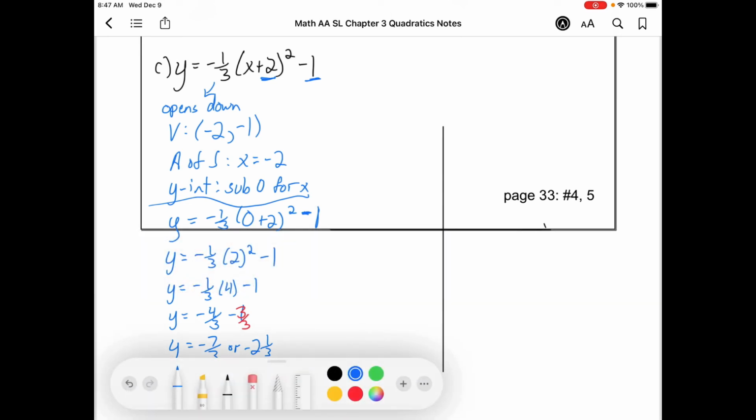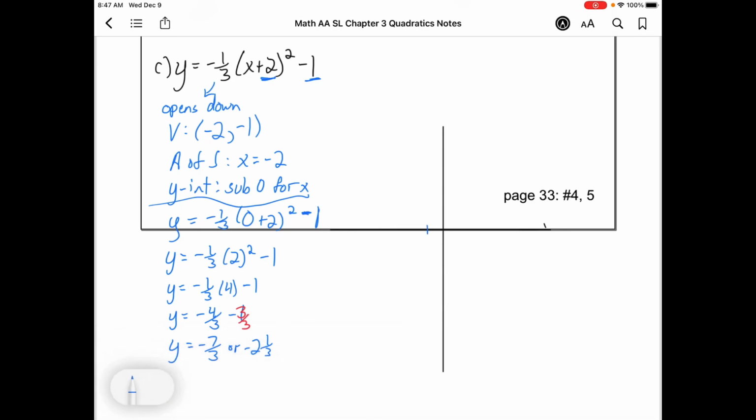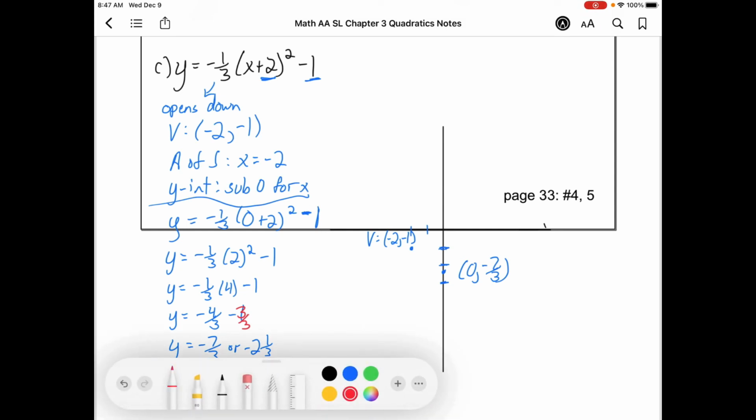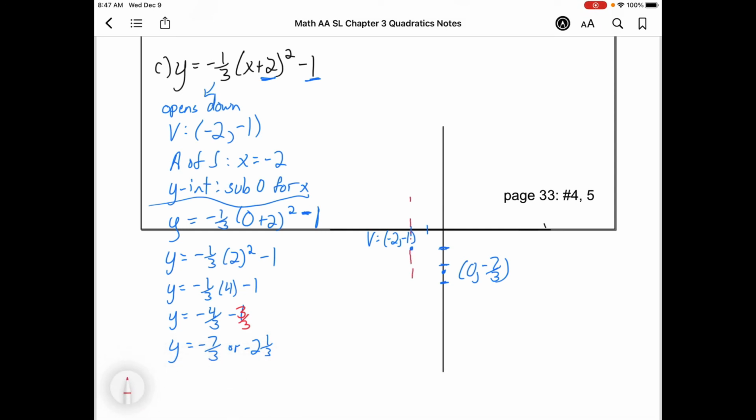And I can simply plot what I know. I've got negative 2, negative 1 as a vertex. Okay. V, negative 2, negative 1. I have a y-intercept of negative 2 and 1/3. And I'll probably label it because it is not on an integer, right? It's not a negative whole number. And I know my axis of symmetry, so maybe I'll draw that in just so it's clear where we're going to have our symmetry about. So we have x equals negative 2.